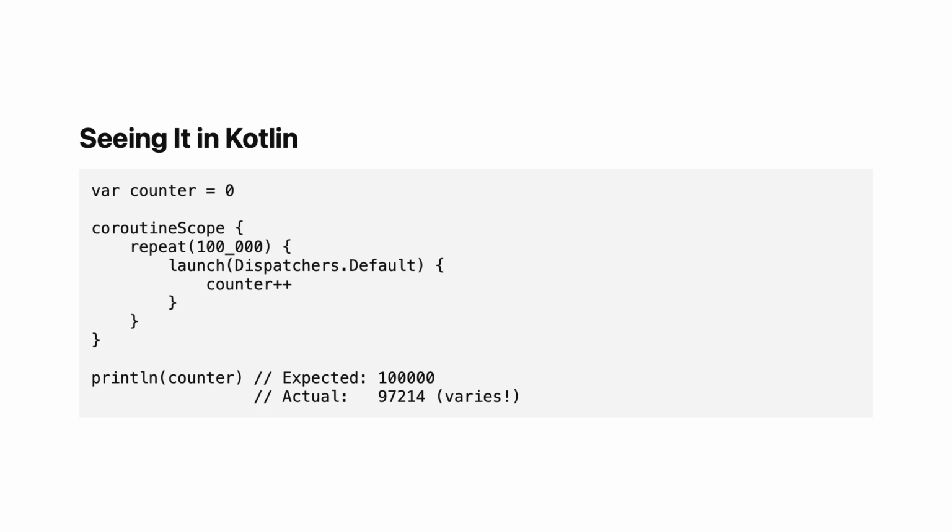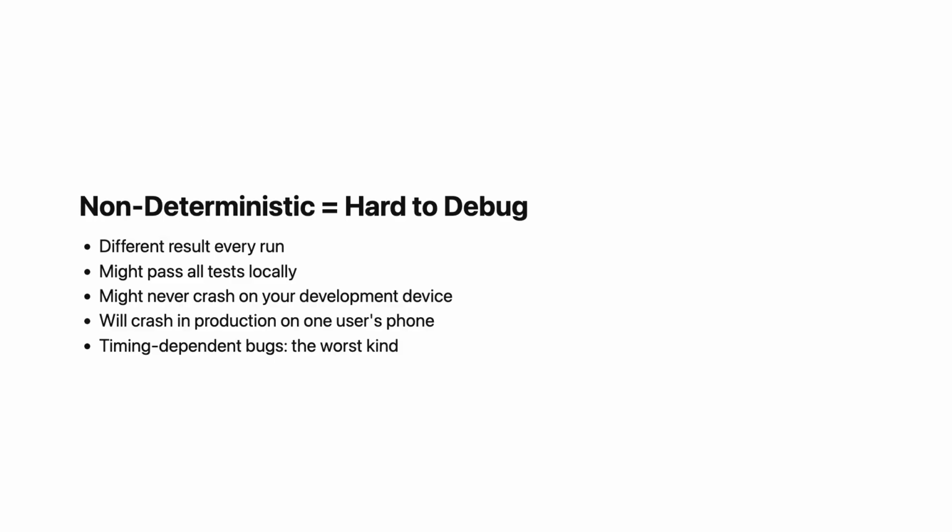Here is what that code looks like. You create a coroutine scope, you set var counter to 0, you launch 100,000 coroutines using repeat. Each one does counter++, and then you print counter. Simple, clean, and wrong. The output might be 97,214 or some other number less than 100,000. Every run gives a different result. This is the hallmark of a race condition, non-deterministic behavior.